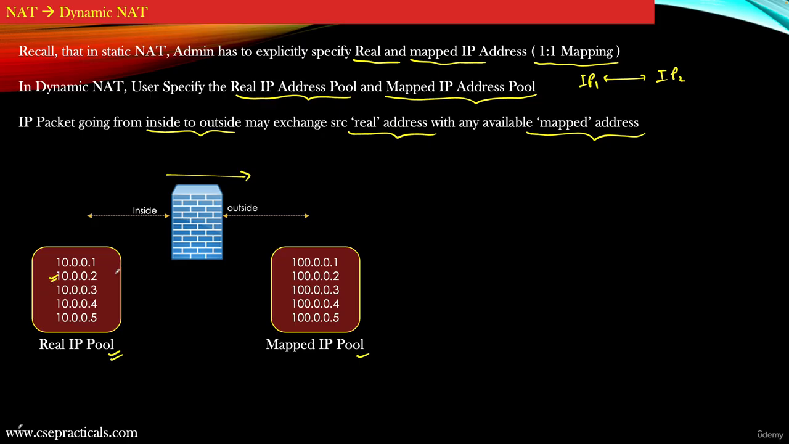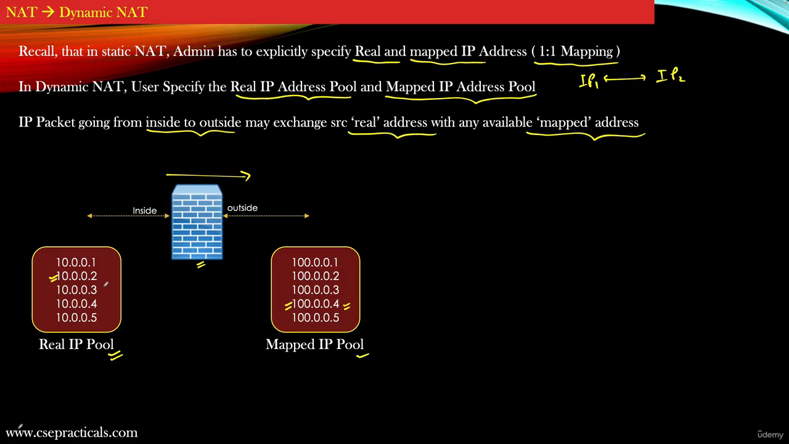Now due to dynamic NAT, this firewall will replace the source address in the packet from 10.0.0.2 with any of the mapped IP addresses available in the mapped IP pool. So let's say it has picked up 100.0.0.4. So the IP packet that will go from inside to outside of this firewall device will have source address equal to 100.0.0.4 instead of 10.0.0.2, right? So this is just a dynamic NAT.